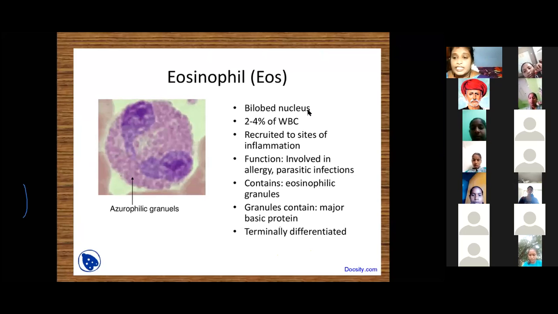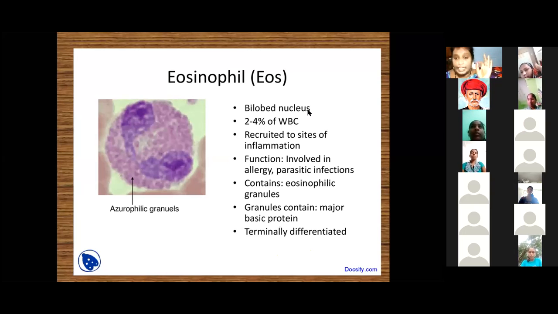The main function of the eosinophil is involved in allergic and parasitic functions also. We know eosinophilic granules are there. Next, what is the major basic protein? It is terminally differentiated from the other kinds of white blood cells.